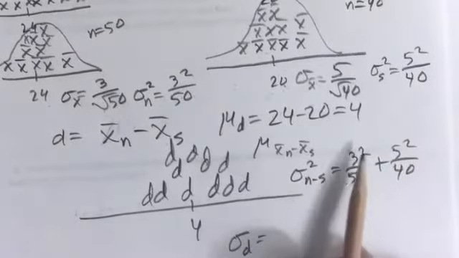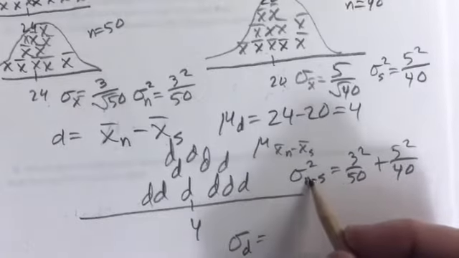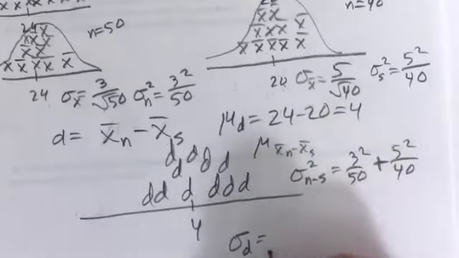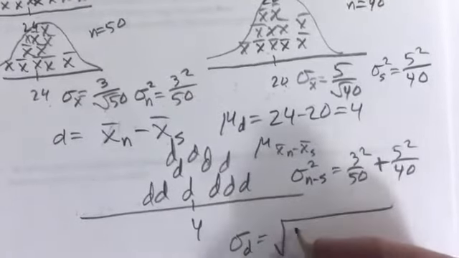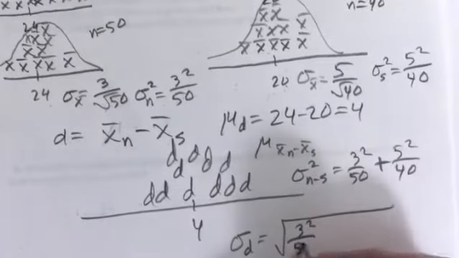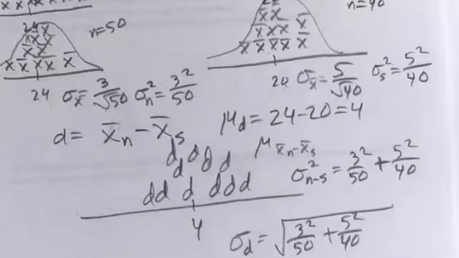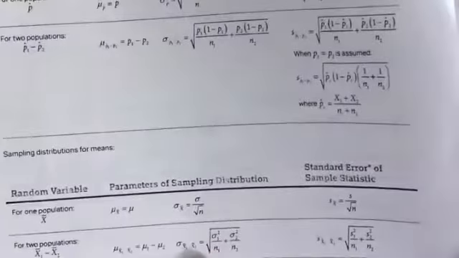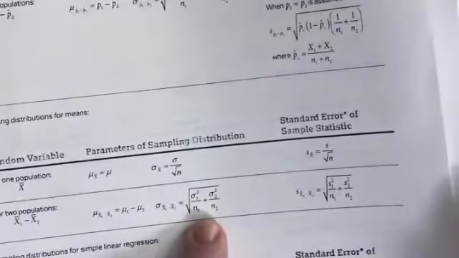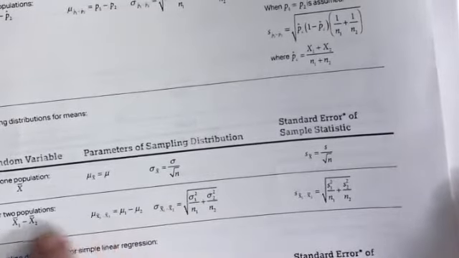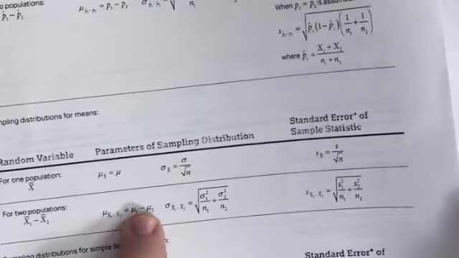And so, of course, we did that in chapter 6. Even when you subtract here, you still add the variances. And so the standard deviation of the differences, in this case, is going to be the square root of 3 squared over 50 plus 5 squared over 40. And that's how that formula is derived. And if you didn't understand that, that's okay. You just got to plug it into this formula here. So the mean of the differences, you just subtract the means.